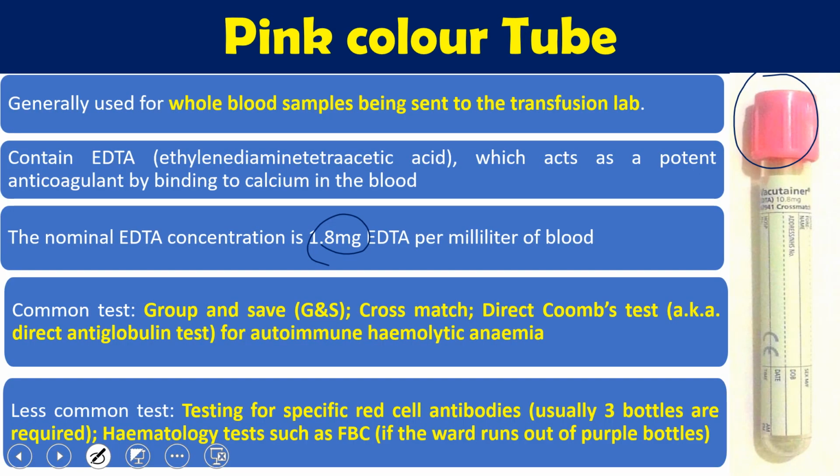So here also, normally in this pink color tube it will also be inverted a minimum of 8 times so that the EDTA will be mixed completely. It should contain at least 1 ml of blood, but it is more preferred to keep as much blood as you can. So this is the pink color bottle.